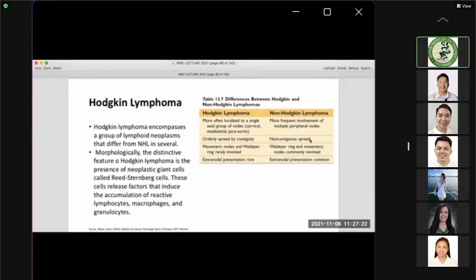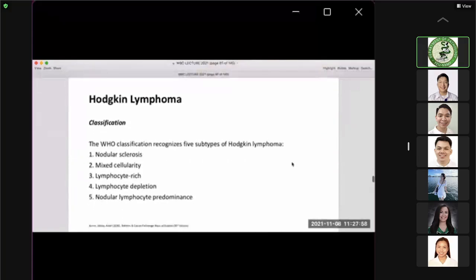Okay, so if you will compare the two, more often localized on Hodgkin's lymphoma to a single axial group of nodes, no? Ito naman, multiple peripheral nodes are involved. Orderly spread by contiguity. Ito ng contiguous spread. This one, no? Yung mesenteric nodes and Waldeyer ring are rarely involved, but it's more common in non-Hodgkin's lymphoma. And then extranodal presentation is rare. Ito, extranodal presentation is common for non-Hodgkin's lymphoma.